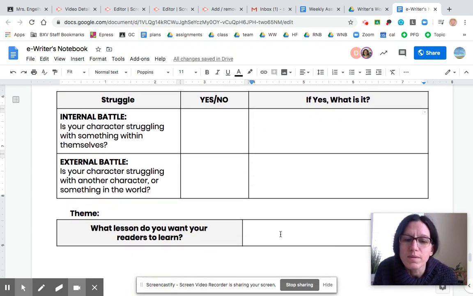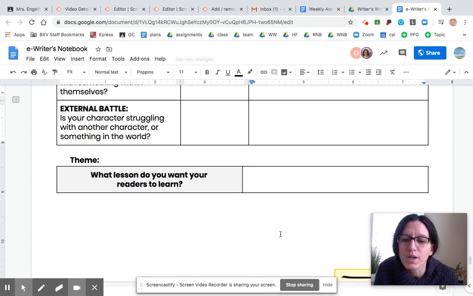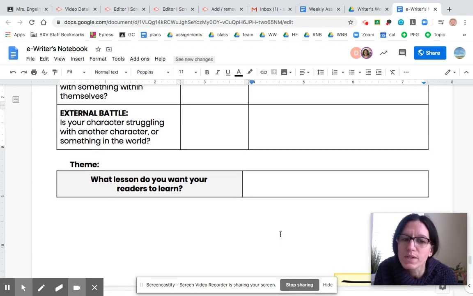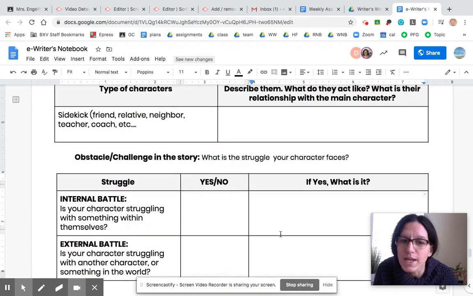We talked a little about theme, purpose. What is the purpose of your characters? What your character is doing, and that's your work for today.